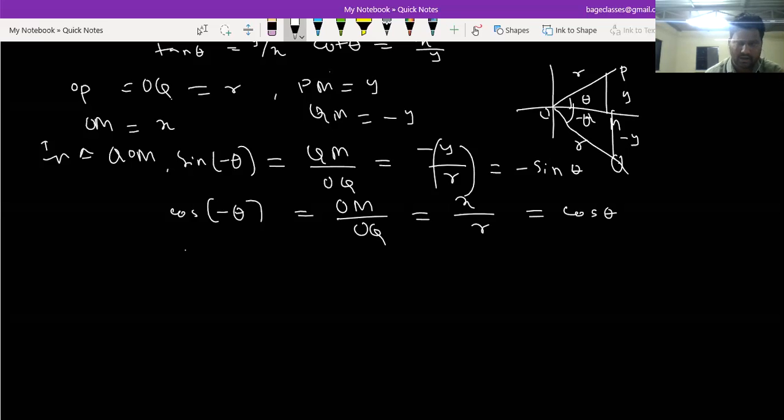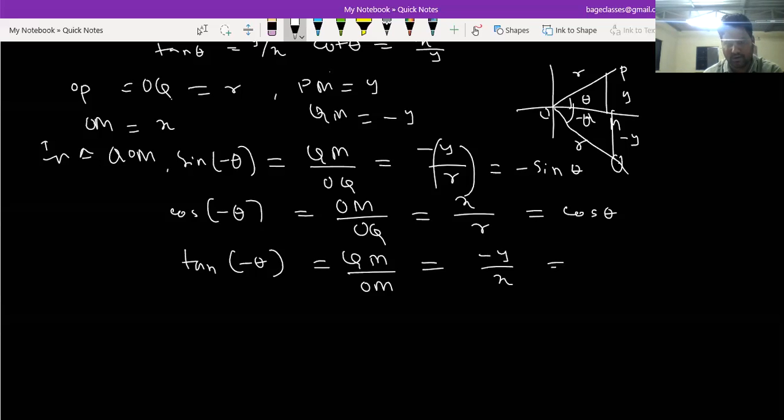Then we can find tan of minus theta. So what is the tan definition? Opposite by adjacent. Opposite is QM, adjacent is OM. QM is equal to what? QM is minus Y, OM is X. So minus Y by X, and Y by X in the triangle POM is tan theta. Therefore, tan of minus theta is equal to minus tan theta.